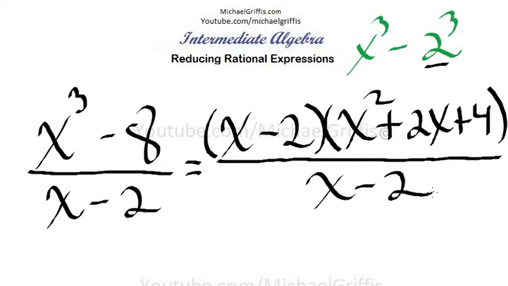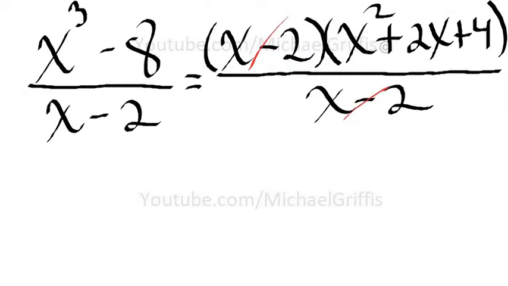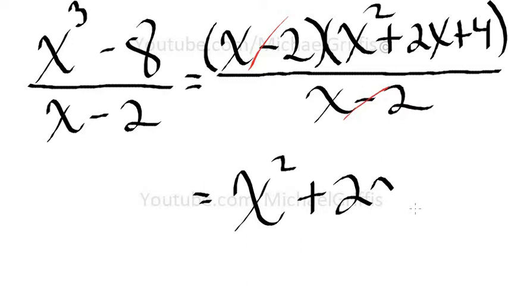So at this point, it should be pretty easy to see that we have an x minus 2 in the numerator, 1 in the denominator. So they're going to cancel out, and we are going to have x squared plus 2x plus 4. Okay? Pretty easy. Should be anyway, or getting easier.